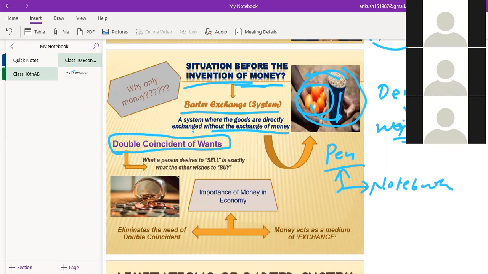If I want to purchase the pen, but you don't have the pen, but you want the paper. Suppose I want that paper from you and you want that pen from me, so definitely there would be the chances. It means there are certainly chances of double coincidence of wants, because one person is trying to sell and one person is trying to buy the same thing. This is what is called the double coincidence of wants.